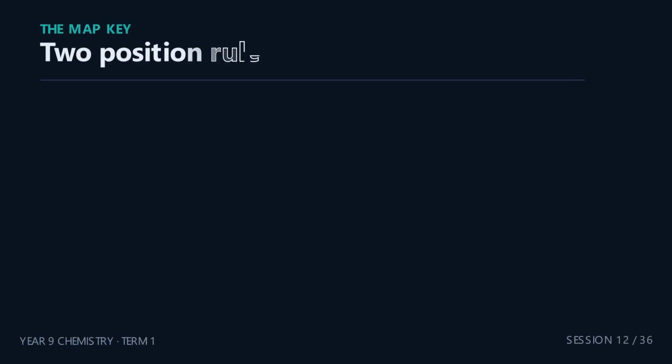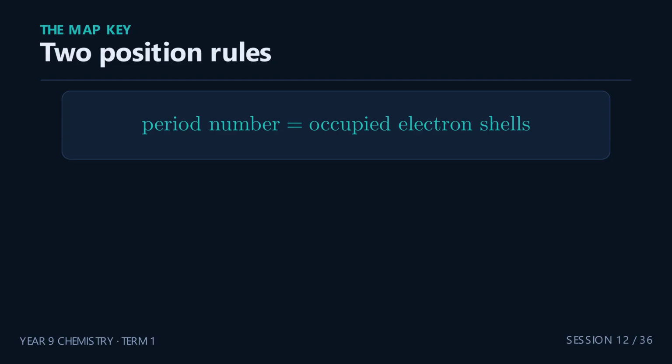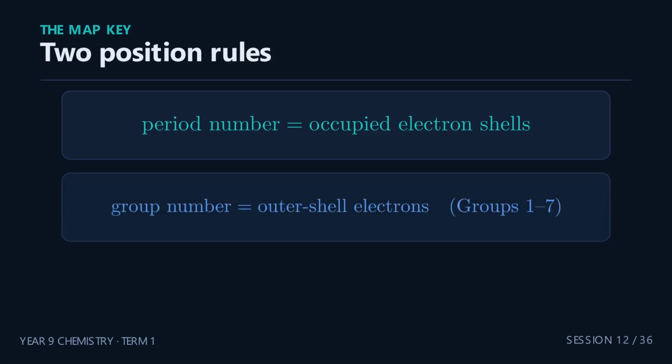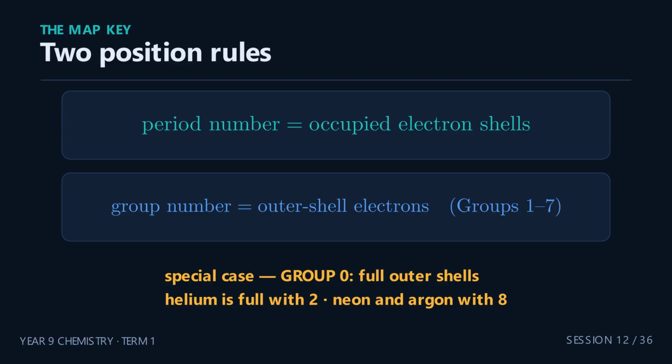The two position rules. Rule 1. The period number equals the number of occupied electron shells. Rule 2. For groups 1 to 7, the group number equals the number of outer shell electrons. In group 0, those elements have full outer shells. Helium is full with 2. Neon and argon are full with 8. 2 rules and 1 special case. That is the whole map.